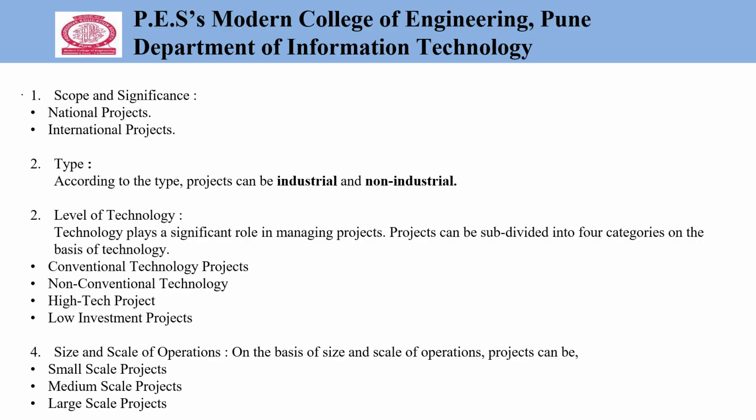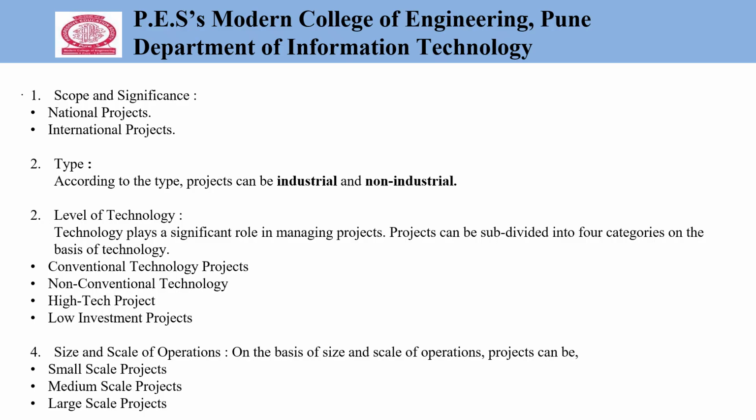First one, national projects and international projects. Then second, type. According to the type, a project can be industrial and non-industrial also. Then third, that is the level of technology. Technology plays a significant role in managing projects. So projects can again be subdivided into four categories on the basis of technology. First one, conventional technology project. Second one, non-conventional technology project. Third one, high-tech project. Fourth one, low investment projects.